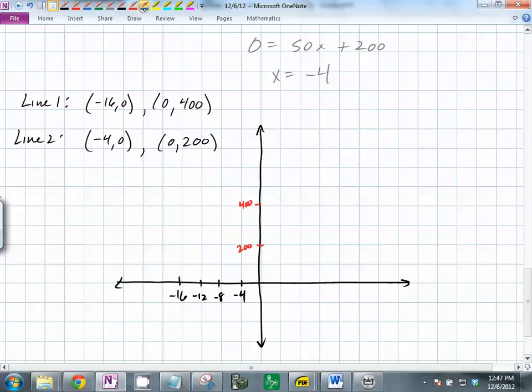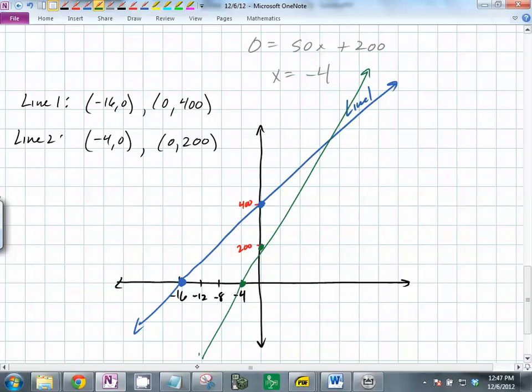So if we plot these points, negative 16, 0, and 0, 400, we end up with this line for line 1. And then for line 2, let's get a different color, negative 4, 0, and 0, 200, graph that looks like this. The line that looks like this is line 1. So we're looking to estimate this intersection point right there. That right there is the solution we are looking for. So now let's estimate it.